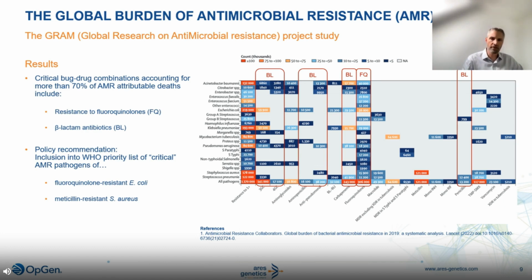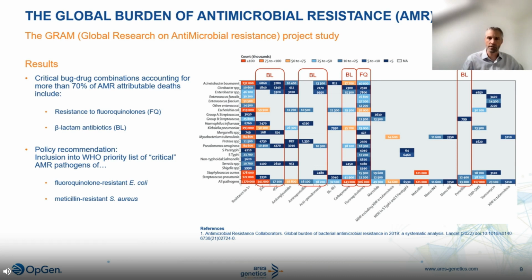Interestingly, only 5 of the 7 top pathogen-drug combinations that the Graham study estimated to have caused the most deaths in 2019 are currently on this WHO priority list. For instance, fluoroquinolone-resistant E. coli are not included, and methicillin-resistant Staph aureus, the pathogen-drug combination causing the most deaths in 2019, is listed as having a high but not a critical priority.